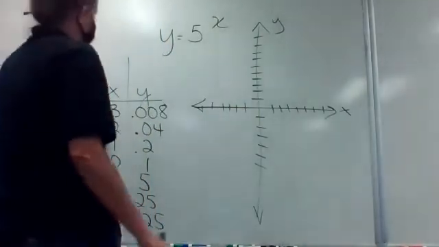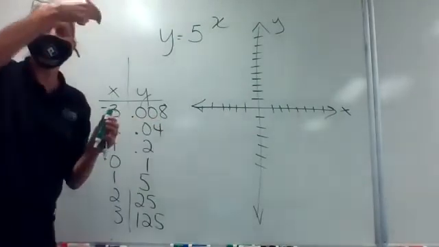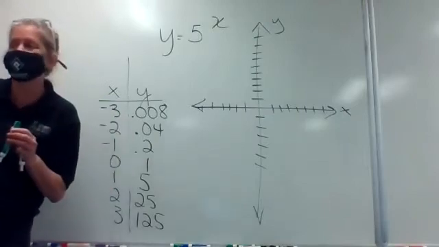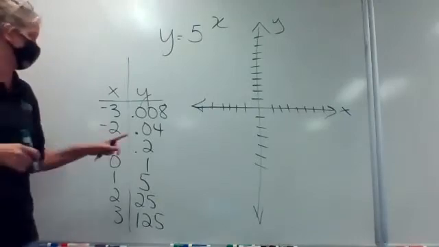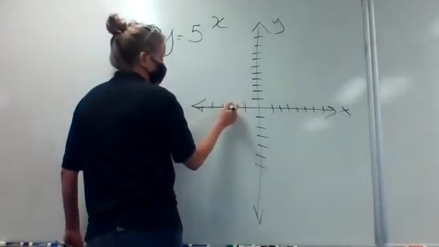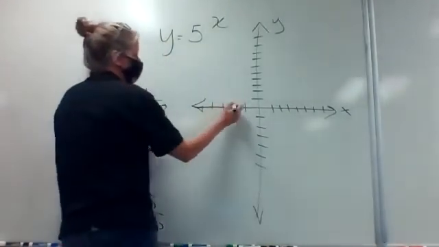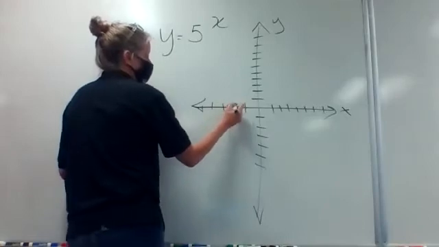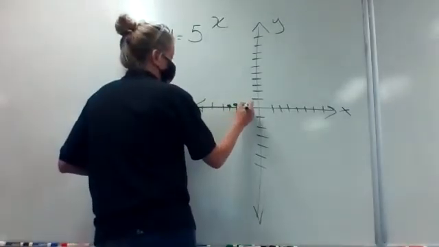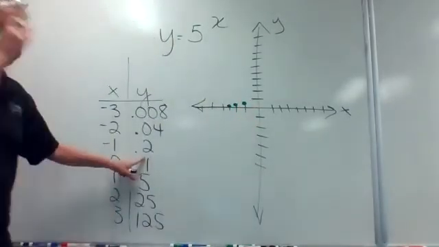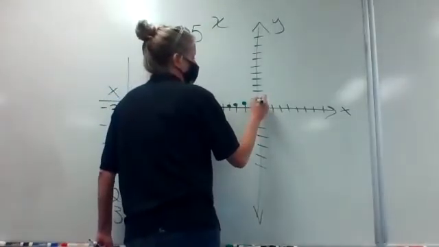So again, -3, 0.008. So this number right here, again, it's just constantly getting closer and closer to the x-axis, but it's actually not ever going to cross it. It's just going to get all the way up next to it. So to the left 3, and again, barely up at all. To the left 2, up 0.04. To the left 1, up 0.2. And again, it's got the same point as the last one, 0, 1. So left and right, 0, up 1.